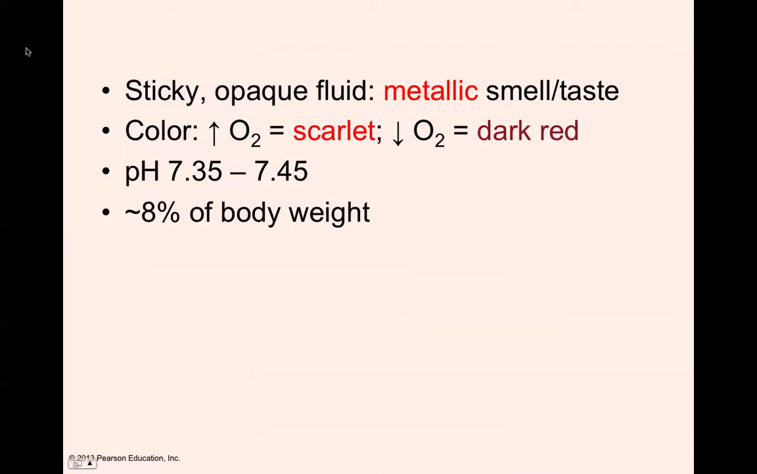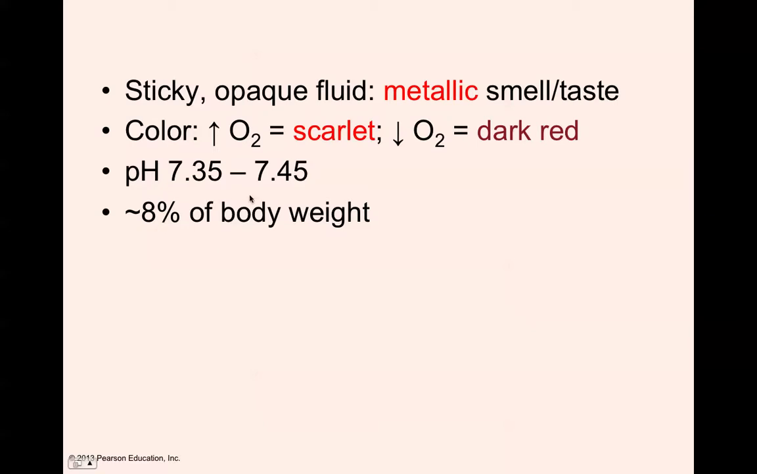So blood is sticky, it's opaque, and of course it's fluid, and it definitely has a metallic smell or taste to it. You may have noticed if you bit your tongue at some time or had bleeding gums or whatever, it does have somewhat of a metallic taste. And of course, there is a metal associated with blood, and that's the iron in your red blood cells. The color is slightly different when there's a high oxygen content. This will be a scarlet color. And then when there's a lower oxygen content, such as the venous blood returning from the body back to the heart, this is a darker red color.